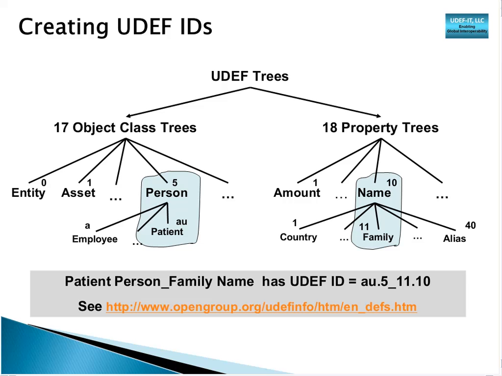So a patient person, for instance, patient person family name is a concept that medical offices, hospitals, and doctors' offices and so forth probably all use. And now they share a common UDEF ID, which is derived from the tree structure. You basically walk up the tree structure to the root. So patient is a qualifier of person. So AU.5 is the object side. And on the other side, on the property side, it's 11.10. So AU.5 underscore 11.10 is the unique identifier for that concept that's language independent, application independent, and that then becomes the ID that transcends all systems, all languages.